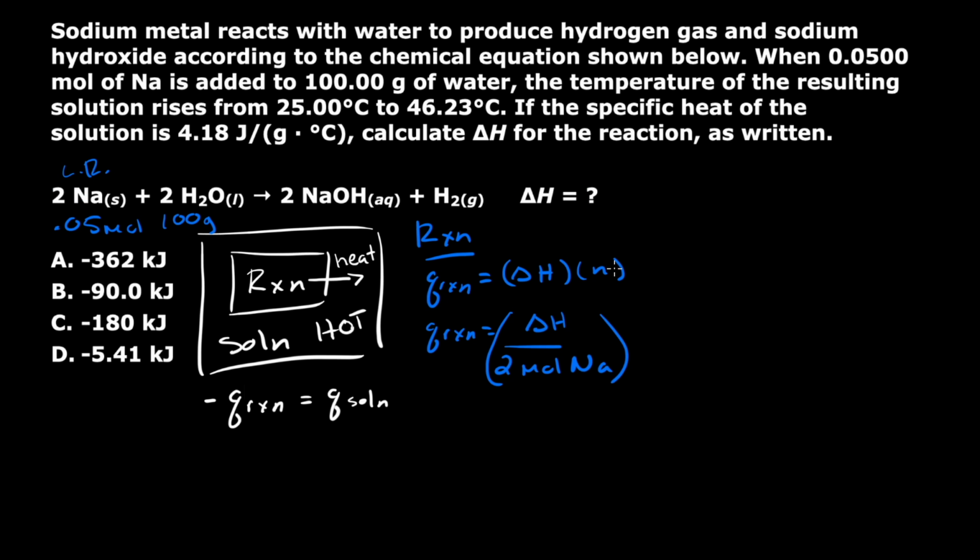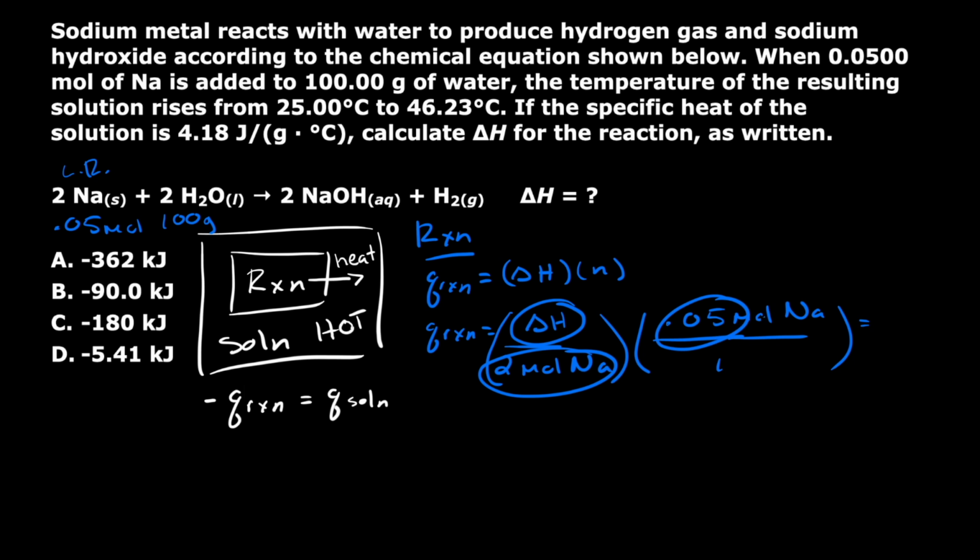And so this part in here, that comes from what we're given. And we're given 0.05 moles of this Na. So I'm going to put right here 0.05 moles of Na. And so this is what we're given. This is from the reaction. If we do this number here, which is our unknown, and we divide that by 2 and then times this 0.05, what we're going to get is 0.025 times delta H.